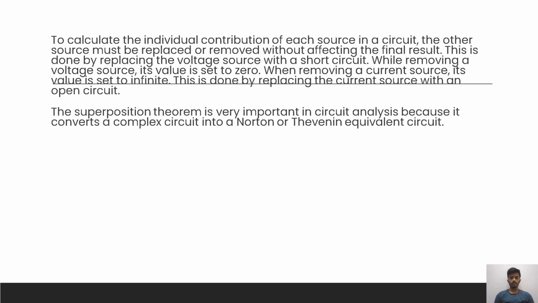To calculate the individual contribution of each source in a circuit, the other sources must be replaced or removed without affecting the final result. This is done by replacing the voltage source with a short circuit. While removing a voltage source, its value is set to zero. When removing a current source, its value is set to infinite. This is done by replacing the current source with an open circuit.